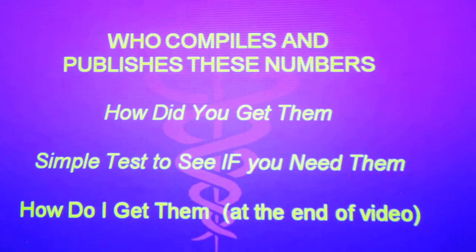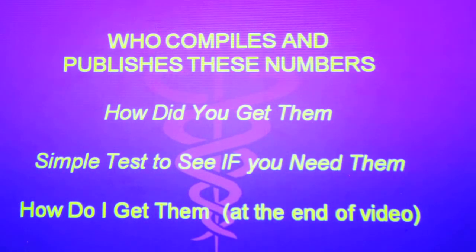Simple test to see if you need this information. If the insurance check that you have in the drawer represents a 50% reimbursement on your crown, then there's only 2 things that could have happened. Either you guessed the exact right number for the UCR or the allowable amount for that policy, or your fee is too low. What do you think the answer is? Your fee is too low.